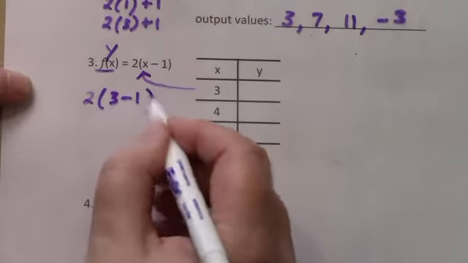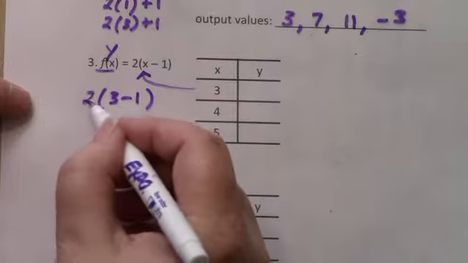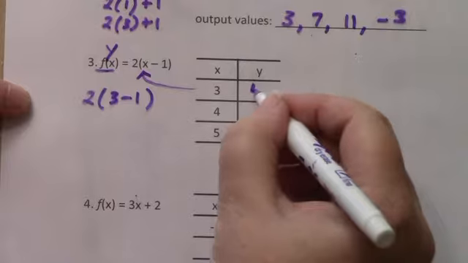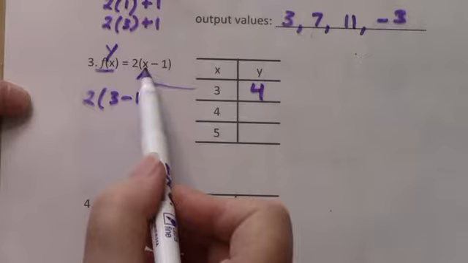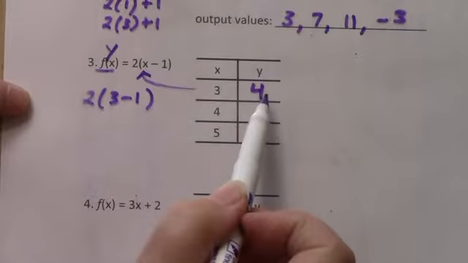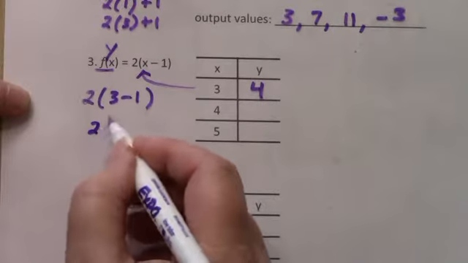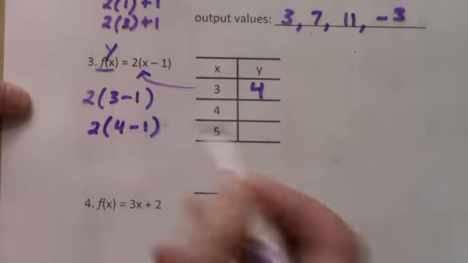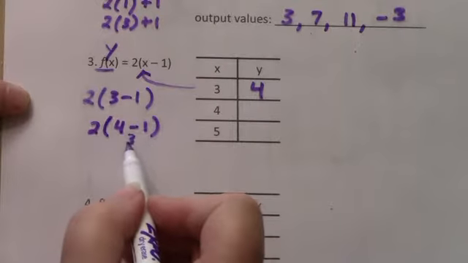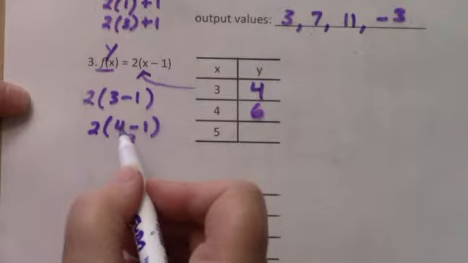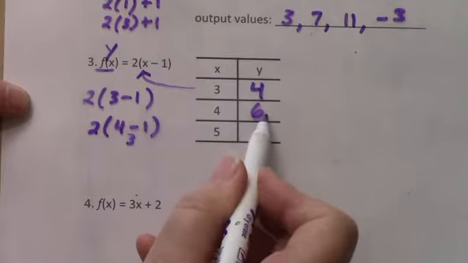2 times 3 minus 1 is what? Well, 3 minus 1 is 2. 2 times 2 is 4. So if I input 3, I get out 4. Let's input 4. That's going to give me 2 times 4 minus 1. 4 minus 1 is 3. 3 times 2 is 6. So when I put in 4, I get out 6.